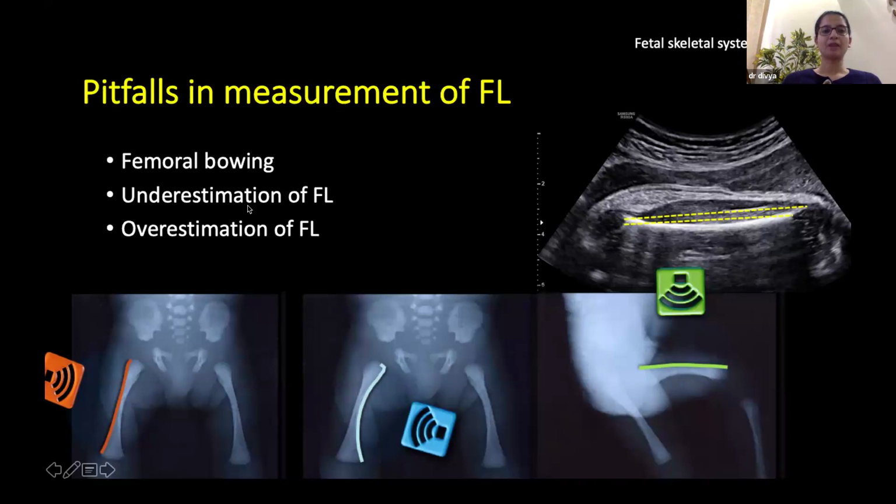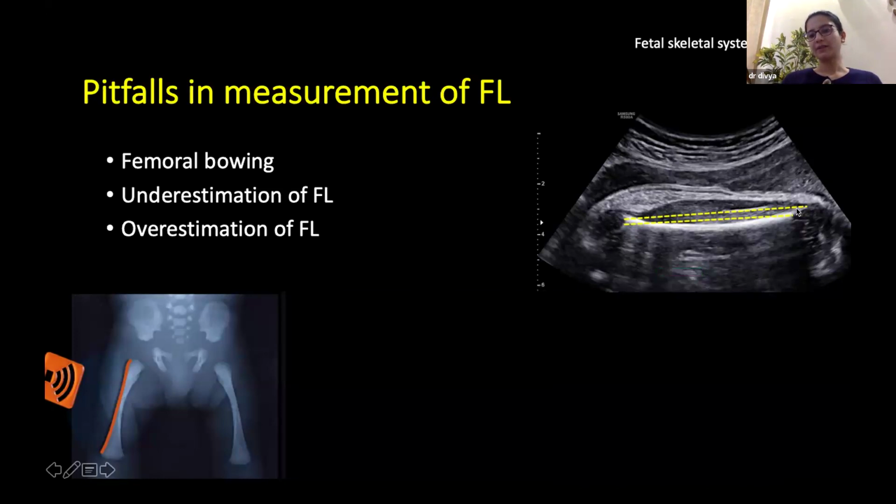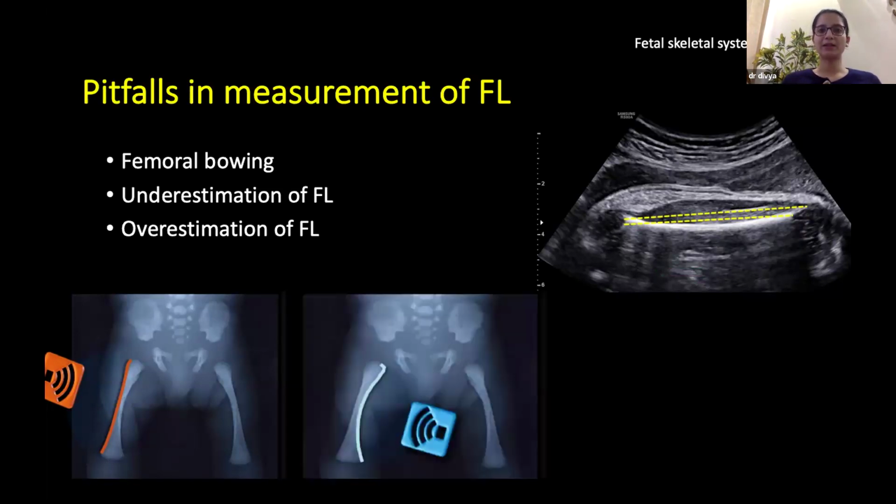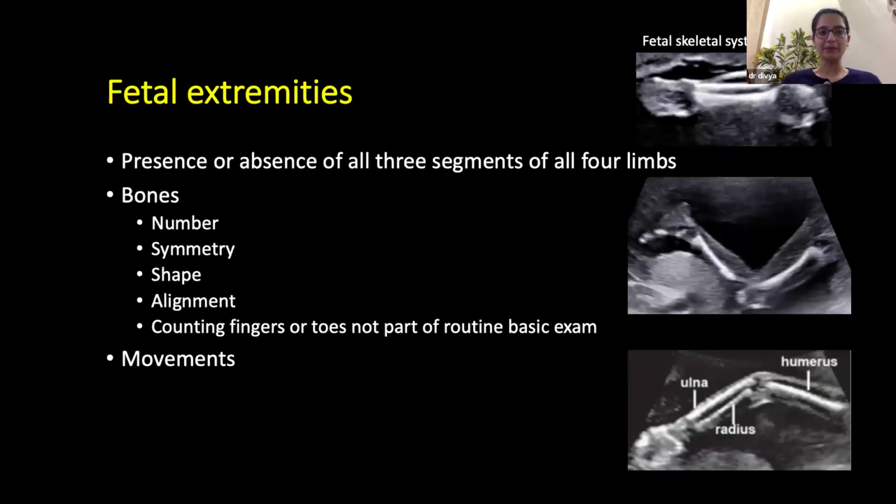This way, you don't end up making a false call of femoral bowing, or underestimate the femur length. How can we overestimate the femur length? This is when you include this spur artifact in the measurement of the diaphysis, which would result in overestimation of femur length. So these are the pitfalls that you must avoid while examining the femur.